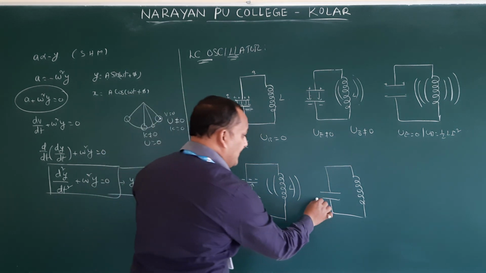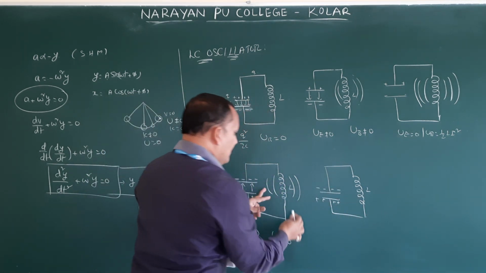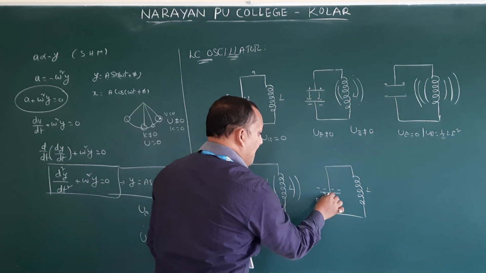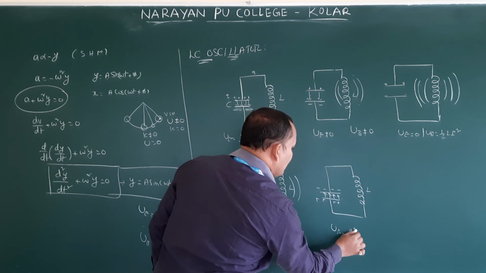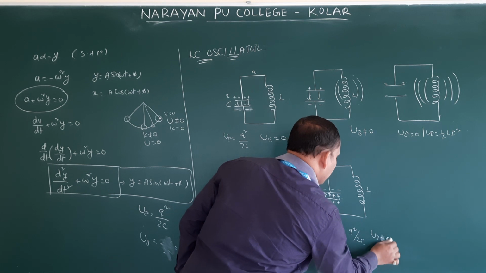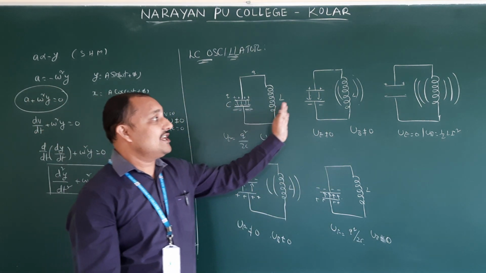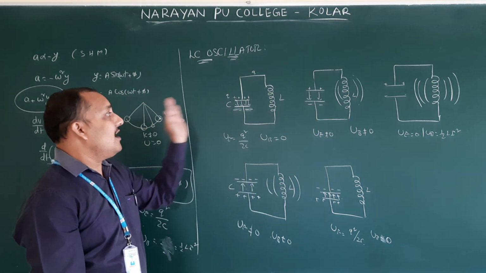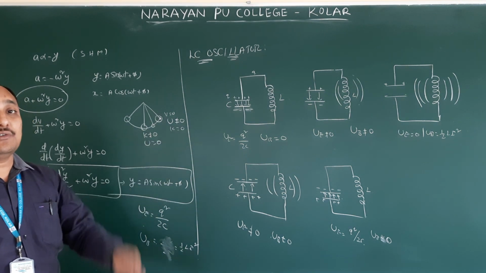Again positive and negative. Now this entire magnetic energy is converting as electrical energy. Now U is Q square by 2C, UB is 0. So these are the changes while oscillating. In this, what is oscillating? Energy is going to be oscillating.